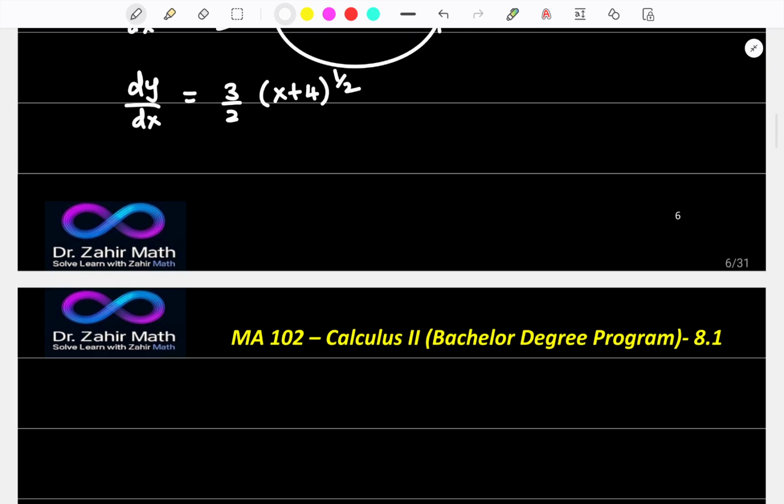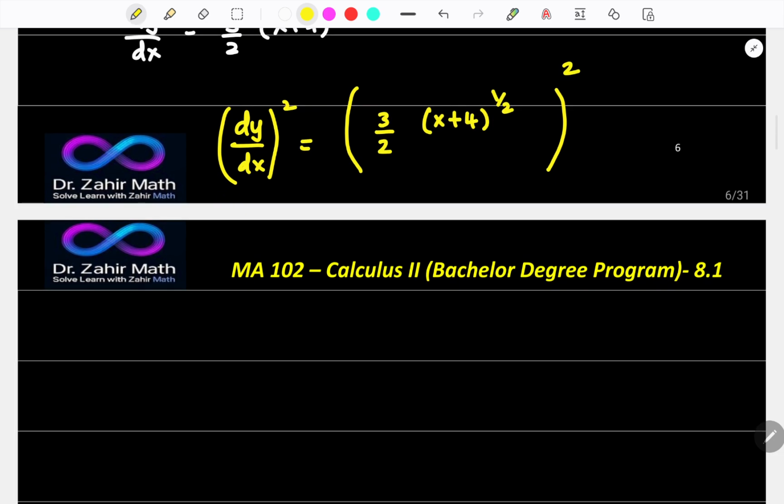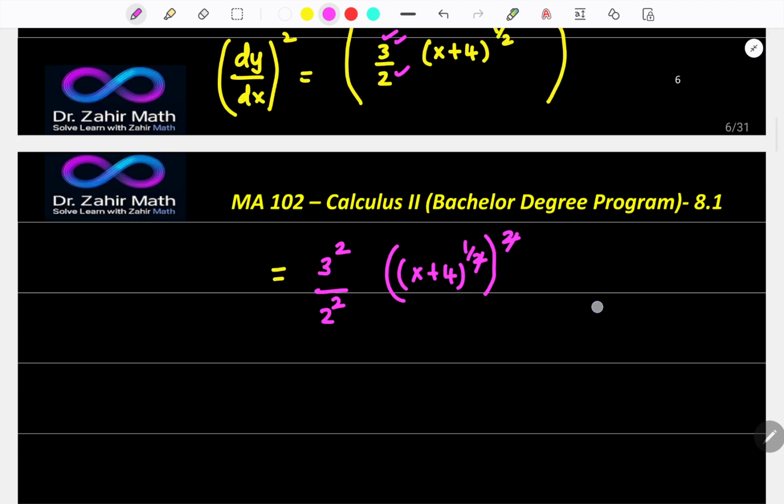So now I'm going to find dy by dx the whole square, and after that we are going for it. So dy by dx the whole square is equal to the whole part, which is 3 by 2 and (x plus 4) the whole power 1 by 2. I'm going to square it. So this equals, when I square this one, 3 by 2 whole square, which is 3 square by 2 square. I'm taking this 2 here and 2 here as a power. And then here (x plus 4) to the 1 by 2 and then power 2 here. So what happens? This 2 and 2 get cancelled.